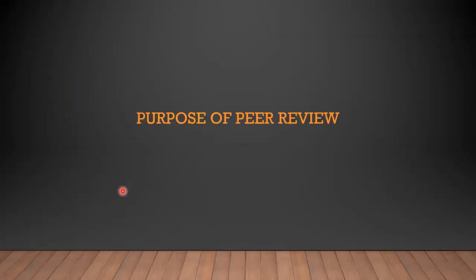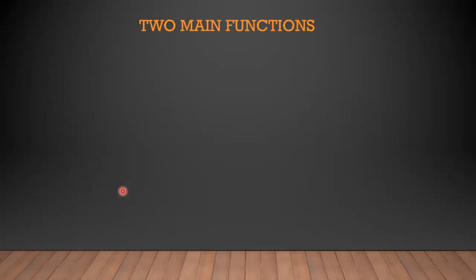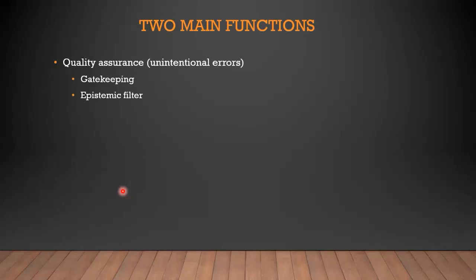Starting with the purpose of peer review, there are two main functions generally agreed upon. The first one is quality assurance, sometimes called gatekeeping or the epistemic filter. This is for unintentional errors. If there are mistakes that the author made, you ask them to correct these mistakes, or detecting fraud, which is deliberate falsification. So finding mistakes, whether it's intentional or not.